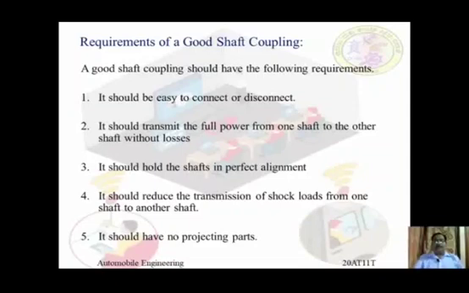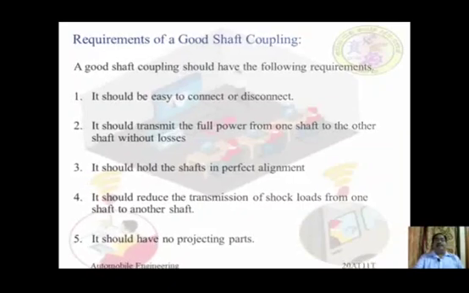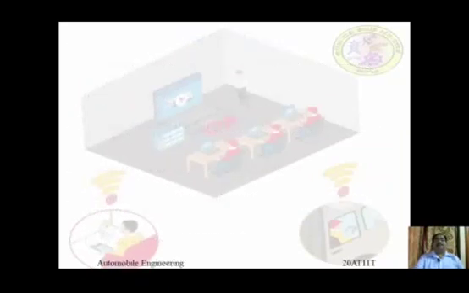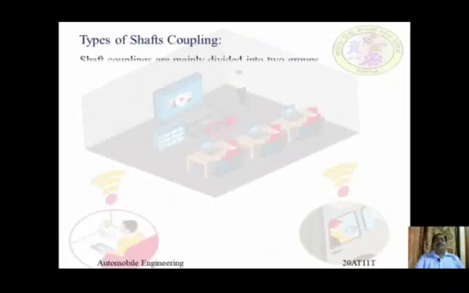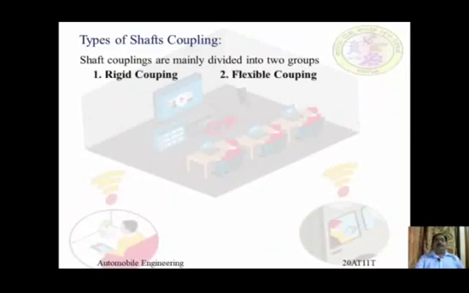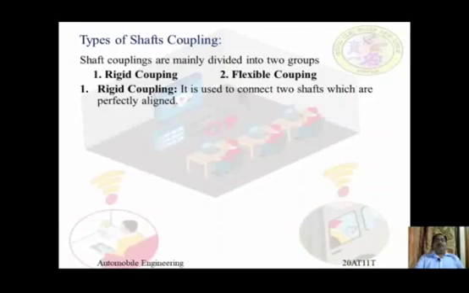Dear students, next we have to study the types of shaft couplings. The types of shaft couplings are mainly divided into two groups. Number 1, rigid coupling, and number 2, flexible coupling. So number 1, rigid coupling. It is used to connect two shafts which are perfectly aligned.